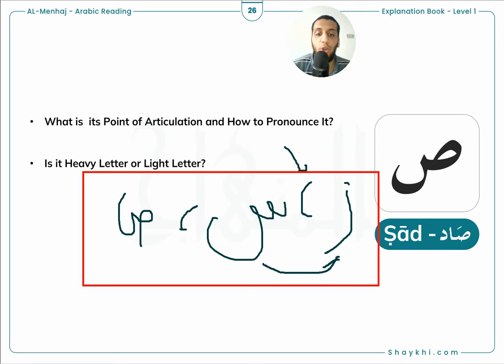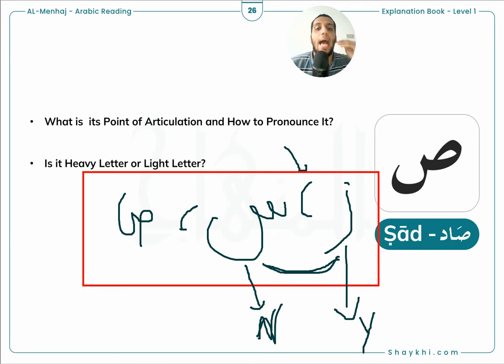These three letters have the same point of articulation and way of pronouncing. So what is the difference between Zay and Sin? As Sin, there is no vibration of the vocal cords. As Zay, there is a vibration of the vocal cords. So the second question: what is the difference between Sin and Sad?